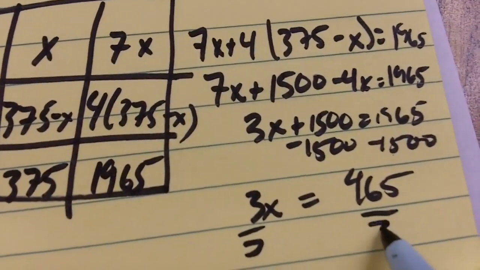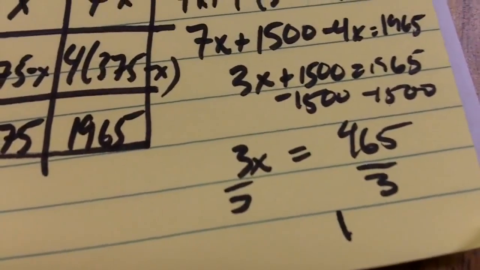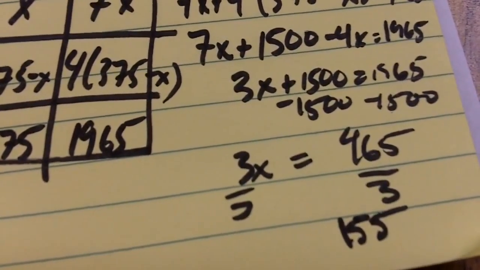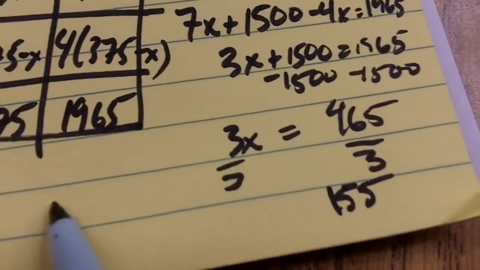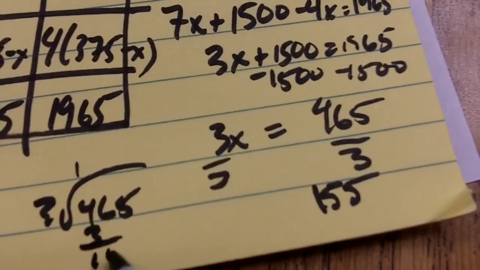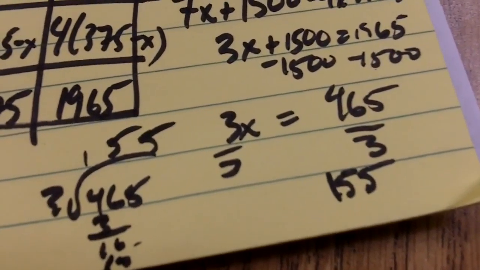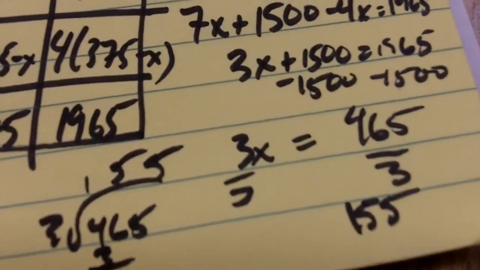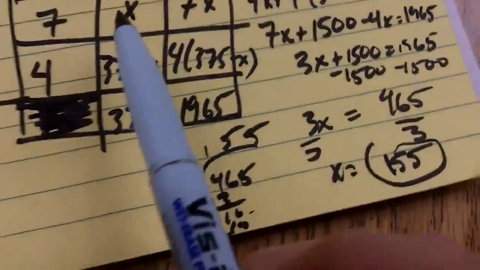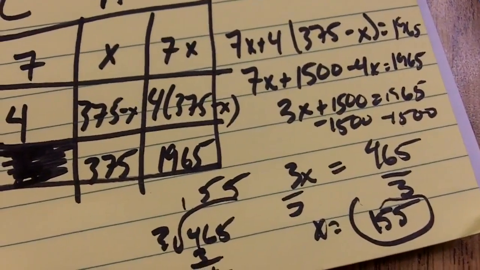Divide by 3, divide by 3, and you're going to get 155. Check that, 3 into 465. 1, 3, 16, 5, 15, 1, 5, 155. Okay, it is 155. That is x. X was the number of adult tickets. So adult tickets was 155.